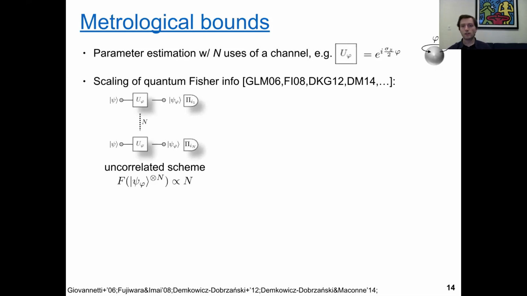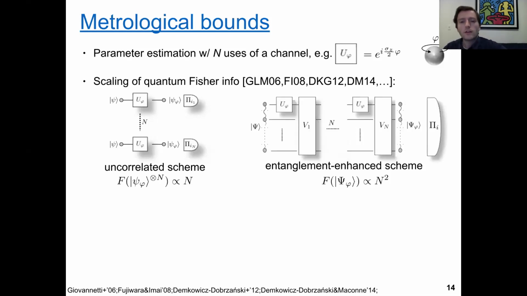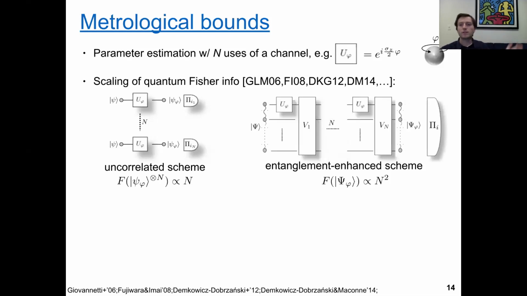quantum Fisher information can scale linearly with the number of uses. However, if we use some entanglement-enhanced scheme, the quantum Fisher information can scale quadratically. If it scales quadratically, we talk about the so-called Heisenberg scaling limit. It turns out that it doesn't really matter if we use the channel in parallel or if we have some sequential procedure. All that matters is that the total number of parameter encoding channels we used is n.